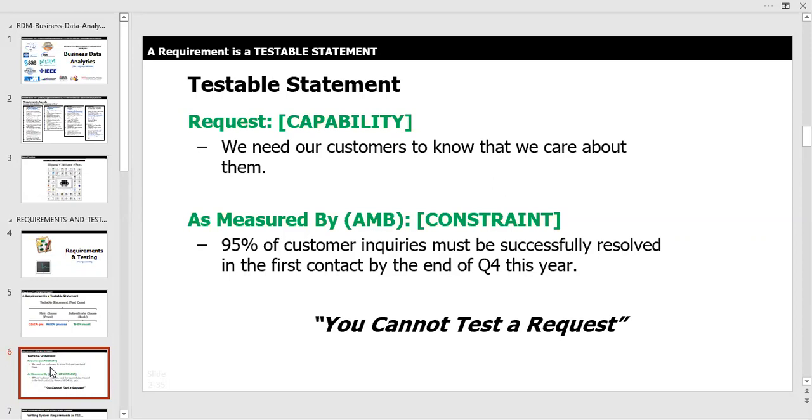But the point that I want you to take away from this is just to remember, you cannot test a request. So the request in and of itself, we need our customers to know that we care about them, that's not testable at all. You're getting closer by adding some level of measurement. You're getting the pieces there closer and closer.